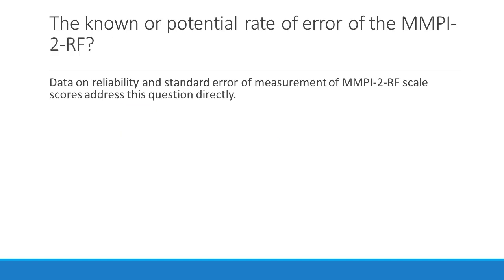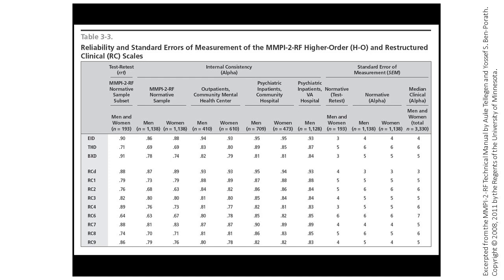What is the known or potential rate of error for the MMPI-2-RF? Well, data on reliability and more specifically standard error of measurement of MMPI-2-RF scale scores do address these questions directly. And in the technical manual, for instance, we see lots of reliability information, including test-retest estimates of reliability, internal consistency, Cronbach's alpha in particular, across a wide range of different settings, including the normative sample and various mental health settings.